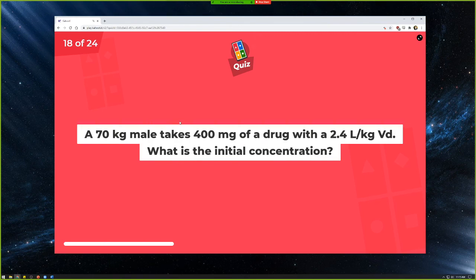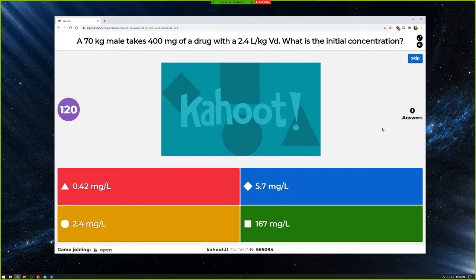A 70 kilogram male takes 400 milligrams of a drug with a volume distribution of 2.4 liters per kilogram. What is the initial concentration? And here the formula that you need, remember, it's C0 equals dose over VD. So you know what the dose is. We can figure out what the VD is. You can get the concentration.